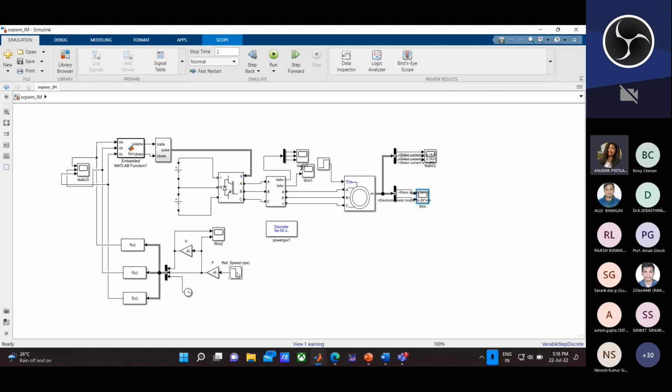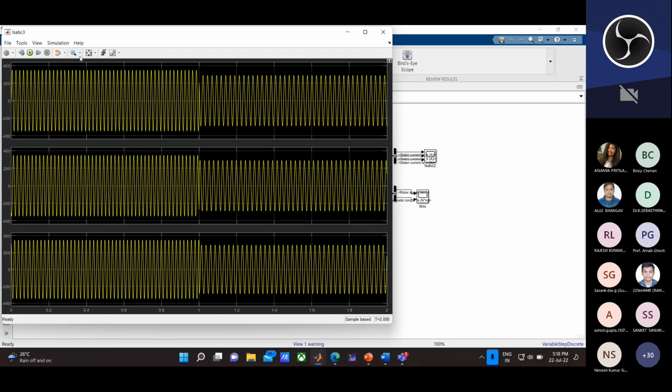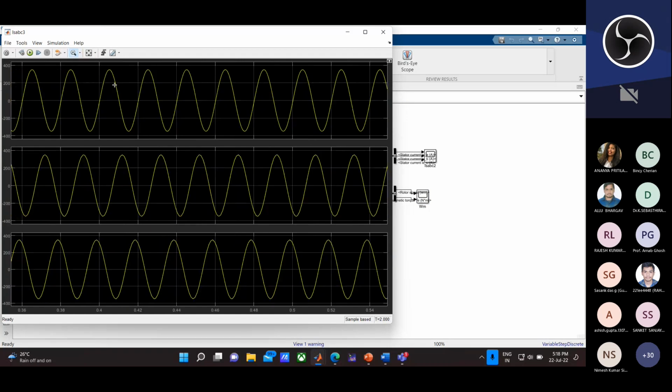From the speed, I have implemented that V/F control. So on the speed, again with this I feed back into that VA, VB, VC. So this way I have implemented my model. These are the ABC waveforms.